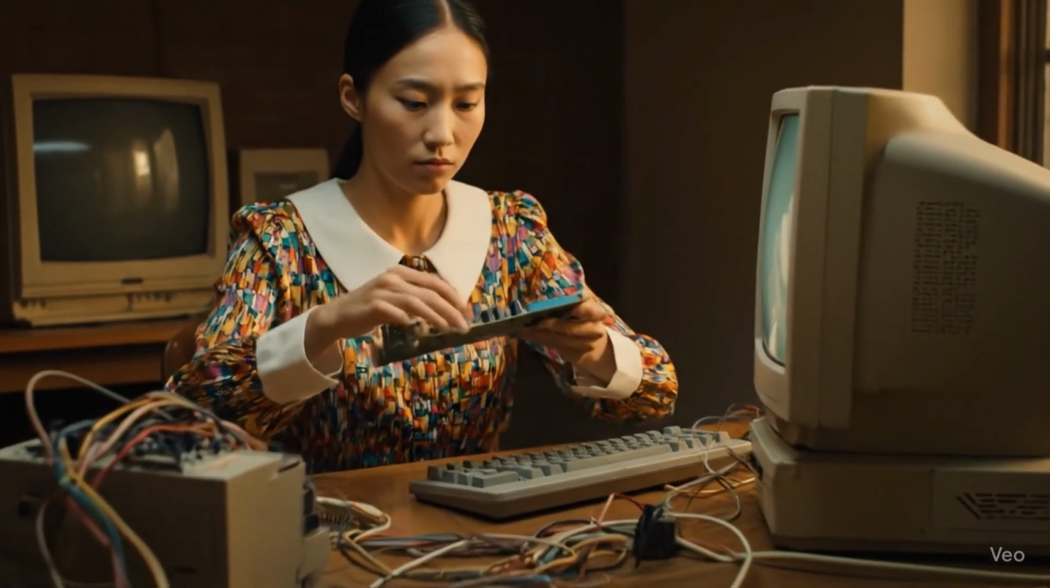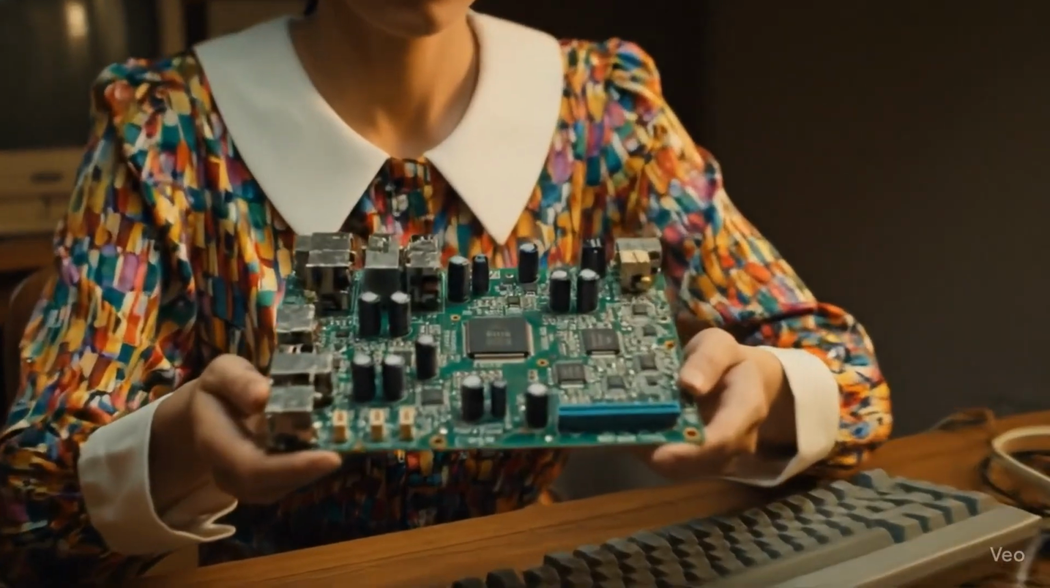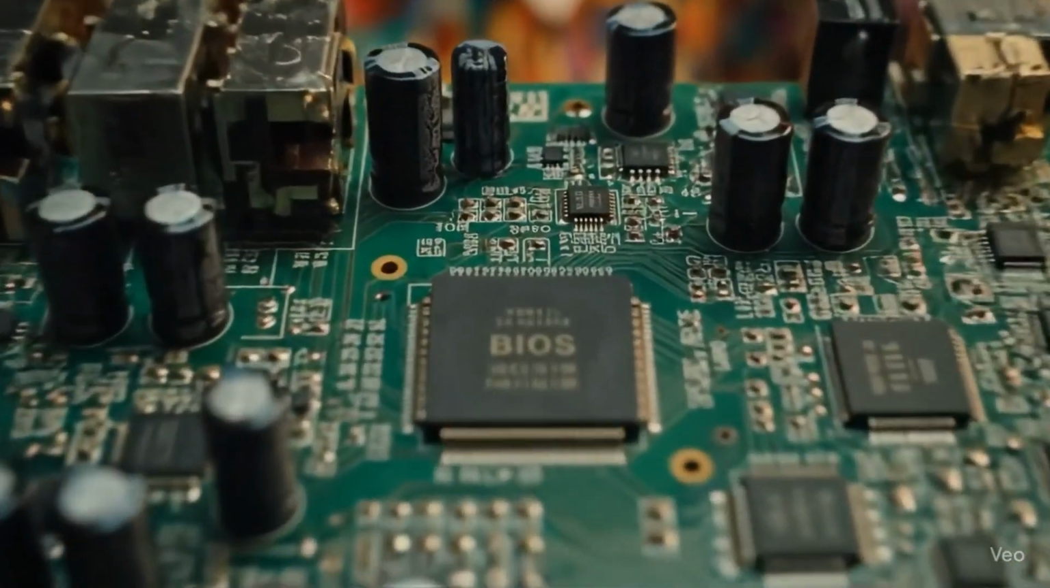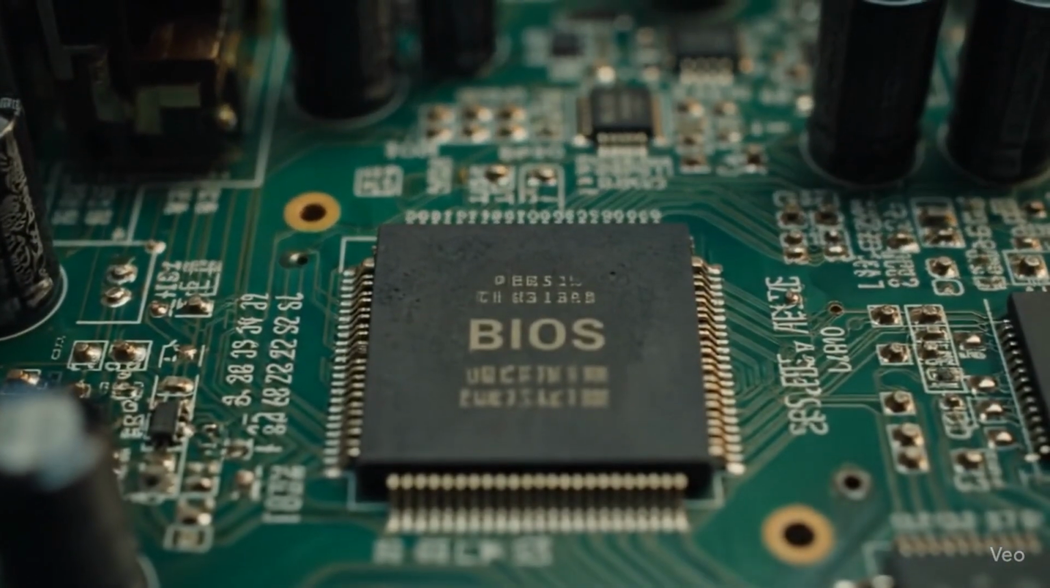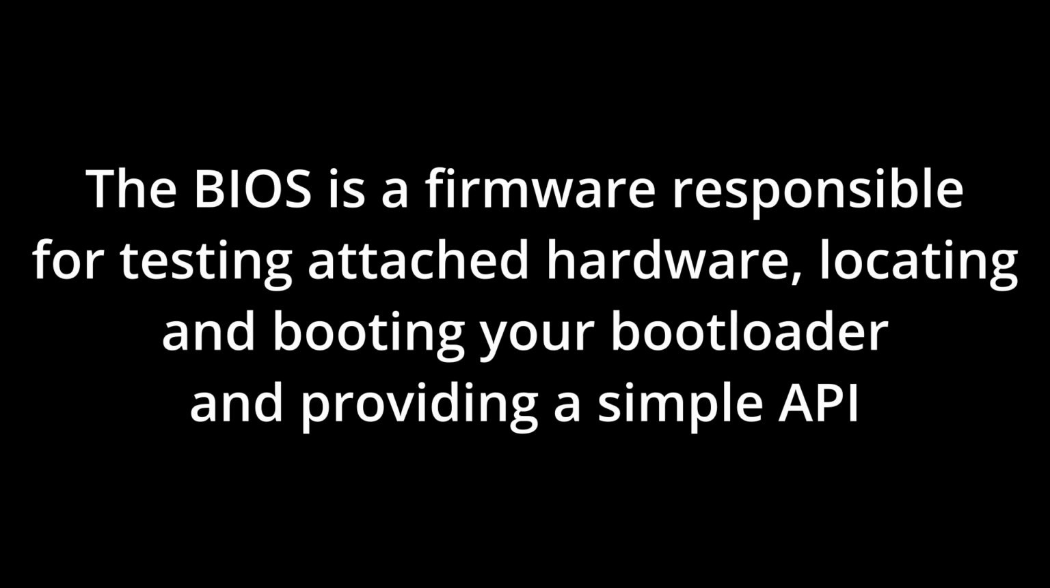We start our journey by going into the BIOS, a legacy chip first designed in 1981. The BIOS is a chip in your motherboard that's responsible for booting your bootloader and providing a simple API for that bootloader to use. Additionally, the BIOS performs some self-tests when the machine first turns on. It will check the RAM, for example, and ensure that the hardware is functioning properly.